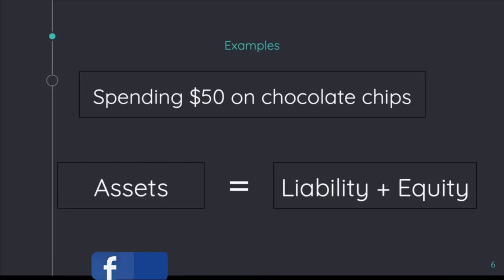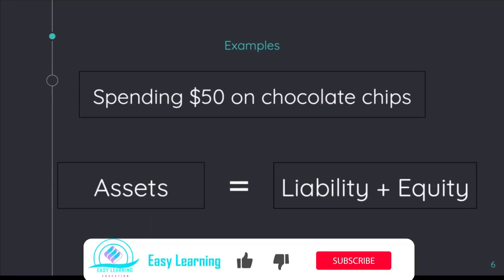So now let's go over some examples. Let's use the example of a bakery and say they're making cookies and need more chocolate chips. Now they go to the store and spend $50 on chocolate chips, and there's our transaction that we have to record. How would this affect the accounting equation?